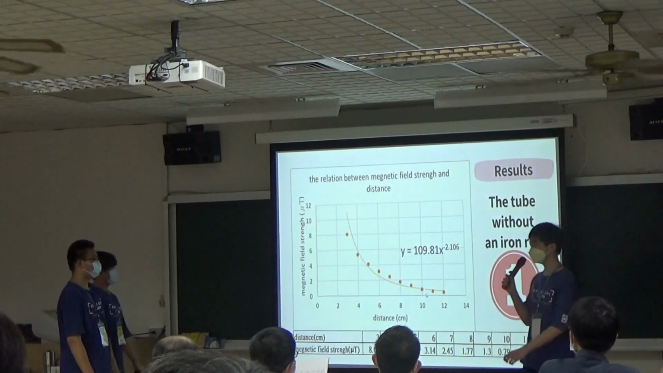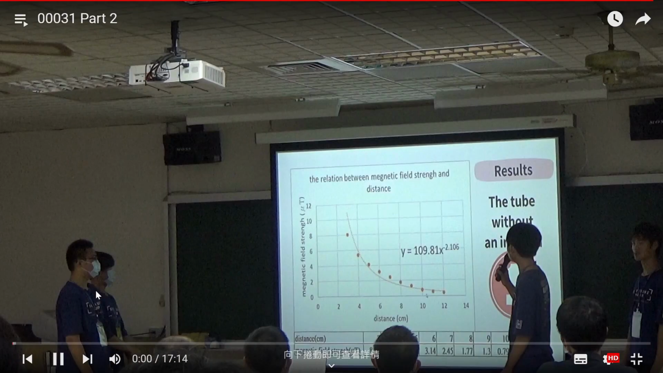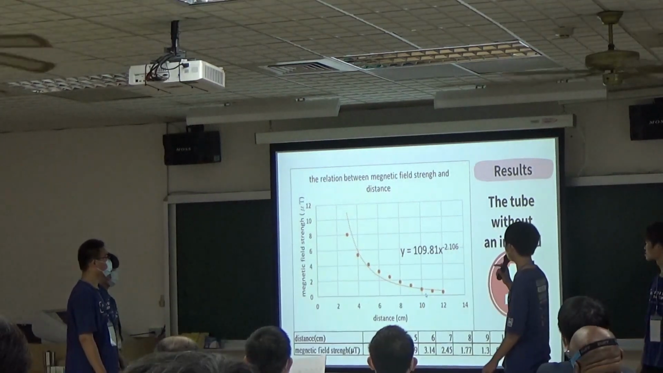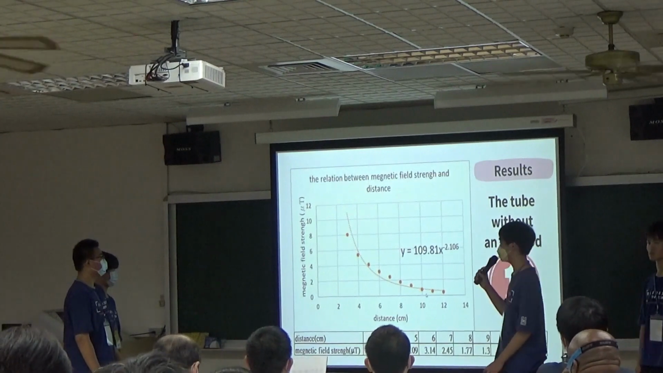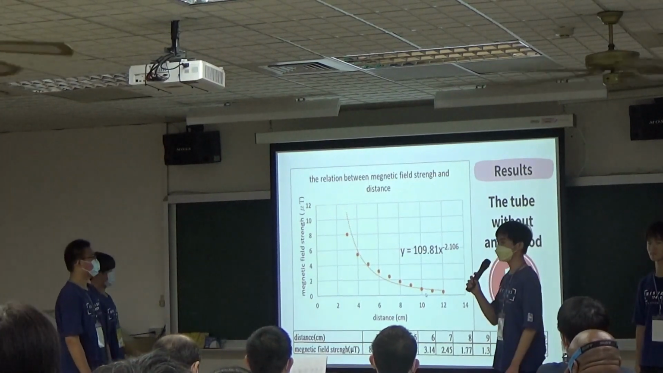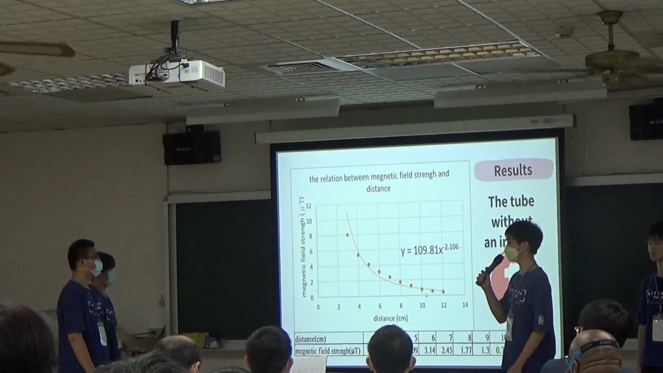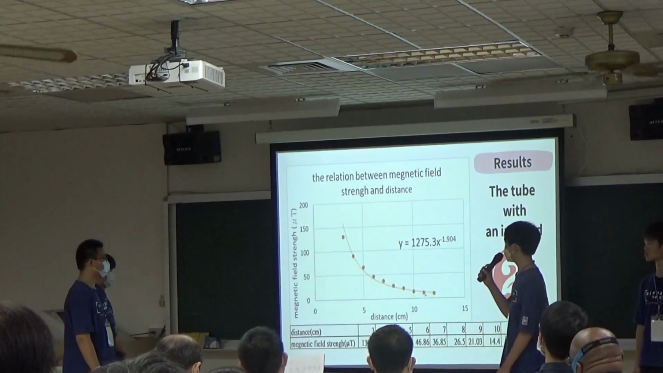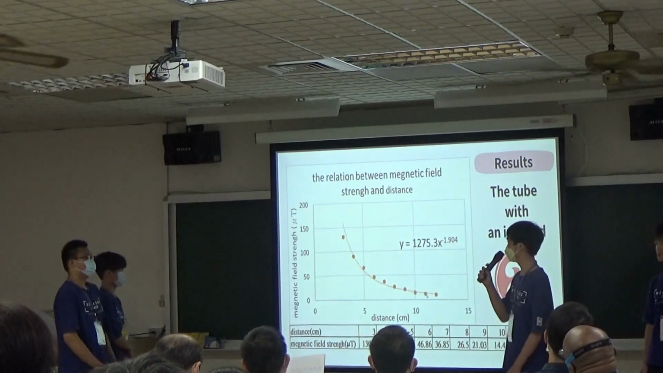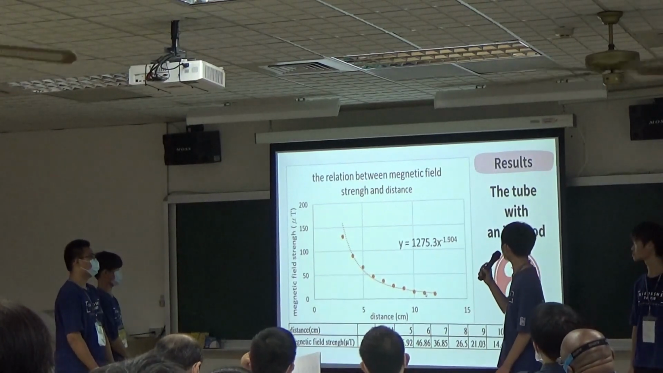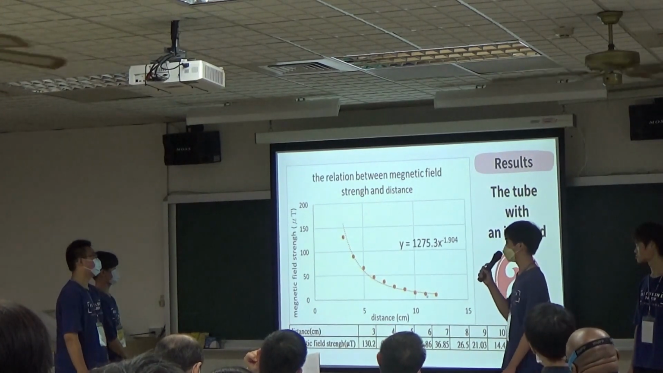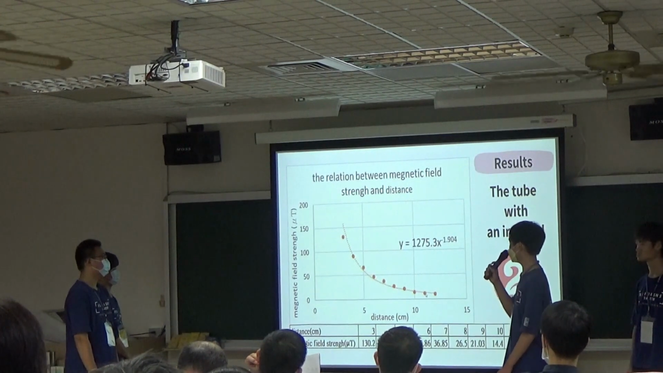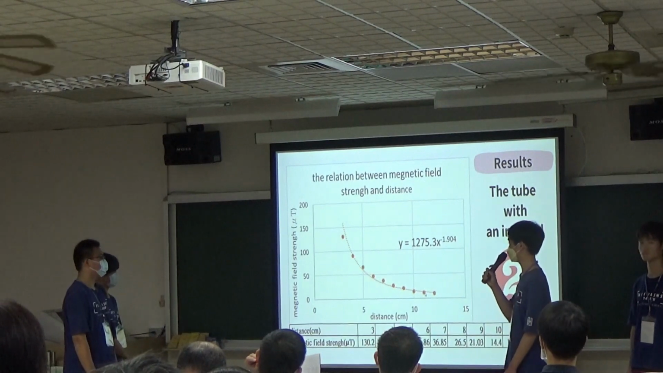Okay, so now I'm going to talk about the result. So firstly, I'm going to talk about chart 1. Chart 1 represents the tube without an iron rod, and the formula on the chart represents the trend line. The trend line exhibits an inverse projective relationship. Second, I'm going to talk about chart 2. The chart represents the group with an iron rod in the tube. Also, the formula on the chart represents the trend line. The trend line also exhibits an inverse projective relationship.